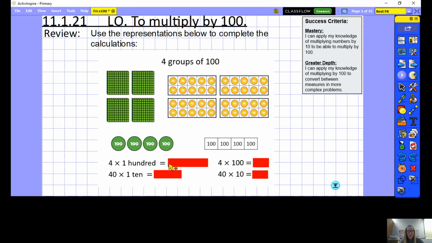Okay, so 4 times 100 equals 4 hundreds, and you can see this represented at the top. 40 times 10 equals 40 tens. 4 times 100 equals 400, and 40 times 10 equals 400.